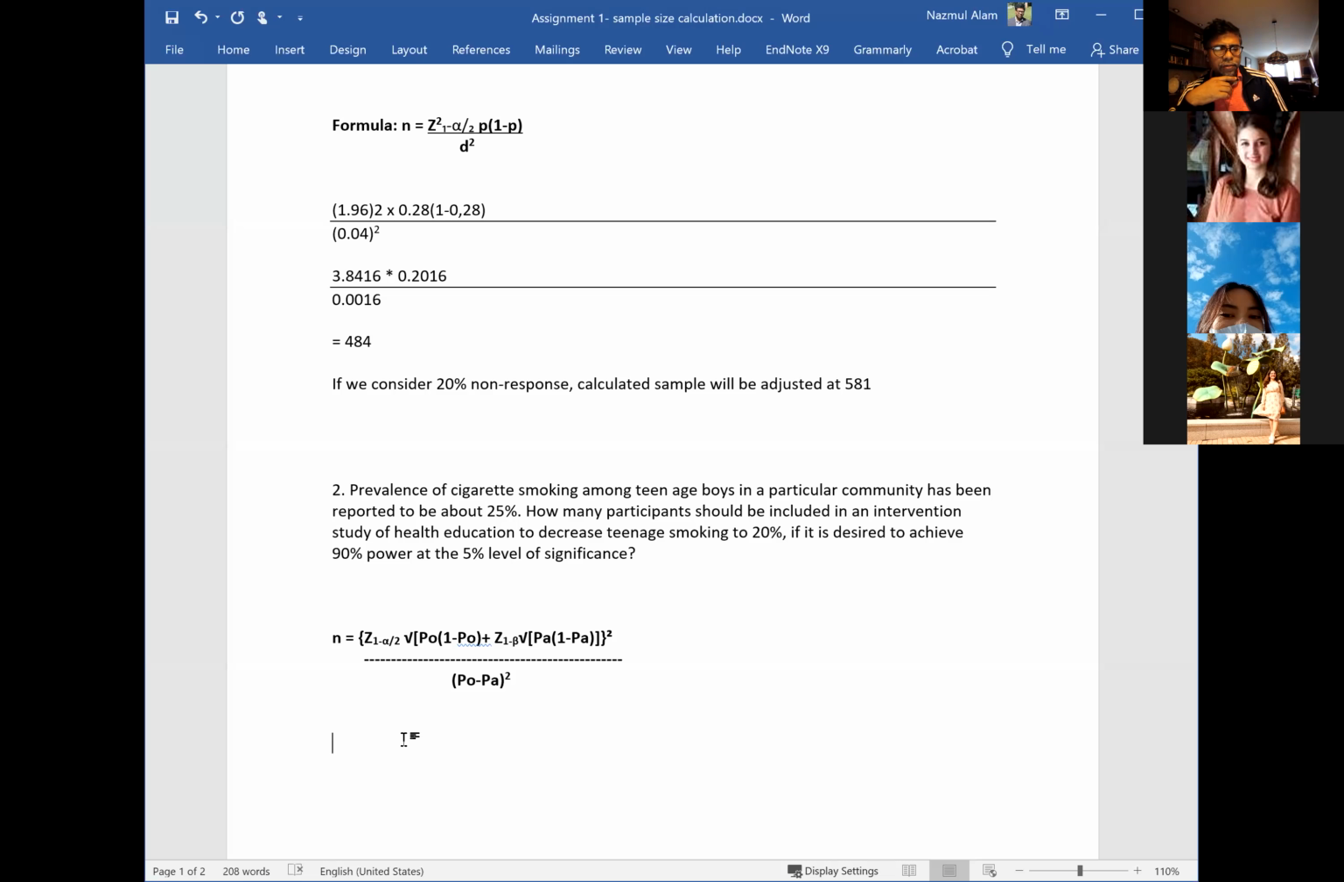Can you just repeat it? How did you get it? You look at the confidence level, for example 90%, and you go to the Z table and find the closest number to 90%, and then you match it with the row and the column, and you get 1.96 for Z 1 minus alpha by 2, and you get 1.282 for Z 1 minus beta.